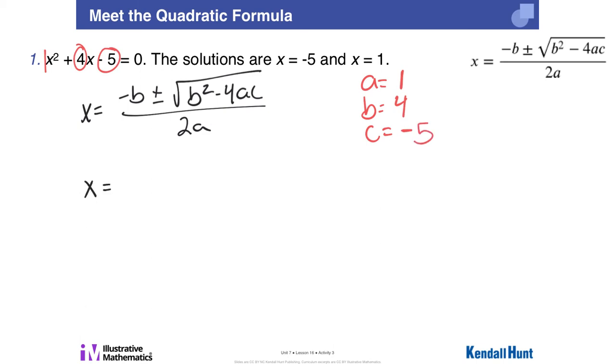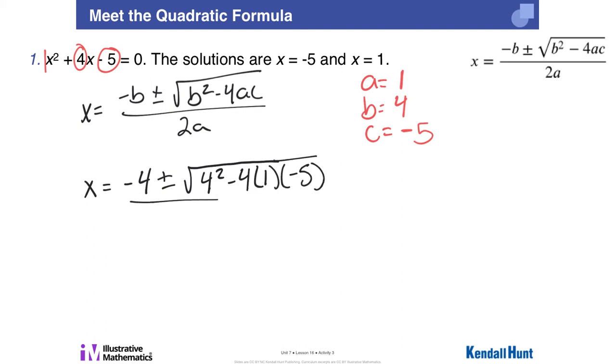So now we're going to plug these into our formula. So negative 4, because b is 4, plus or minus the square root of b squared. So 4 squared minus 4 times a, which is 1, times c, which is negative 5, all being divided by 2 times 1.